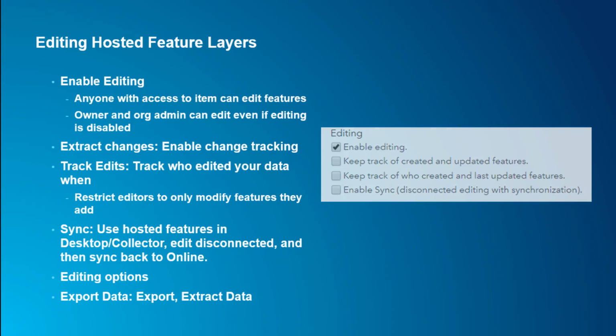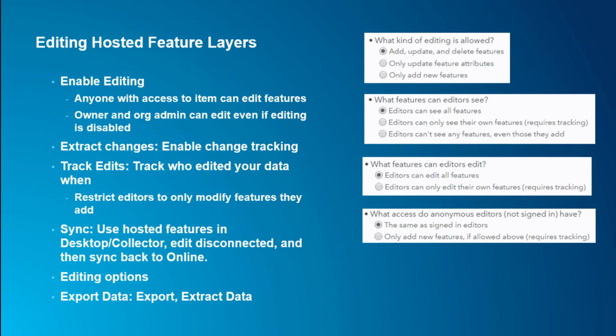All right, and other editing options that we've got available are what type of editing is allowed. For the whole feature layer, you can say, I only want people who have access to this item to be able to just add new features, or I only want them to update feature attributes, or they can do all the kinds of editing that's possible. And also you can say who's going to see the features. For example, there may be crowdsourcing type scenarios where you want people to put in data, but that's it. You don't want them to see the work that everybody else has done. So that's possible. Or you can just open it up so that editors can see all of the features.